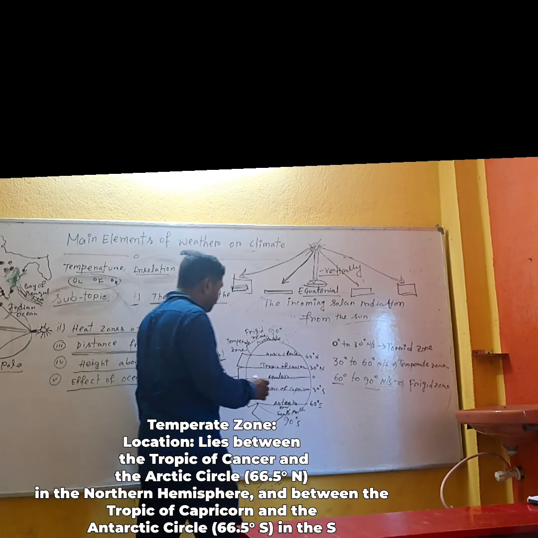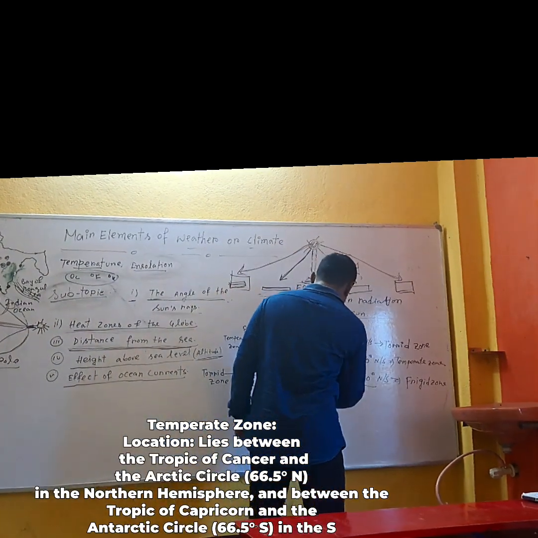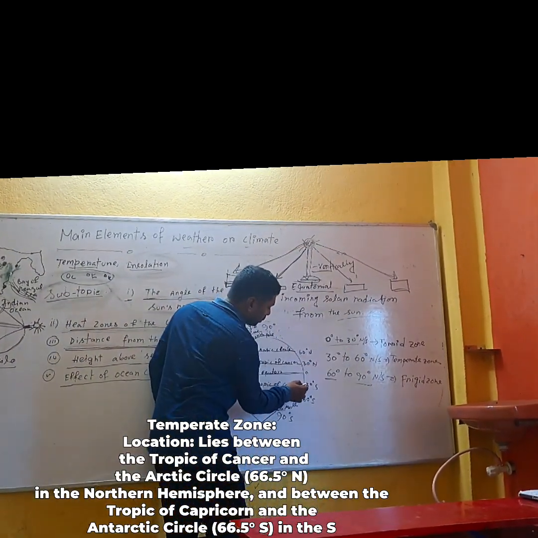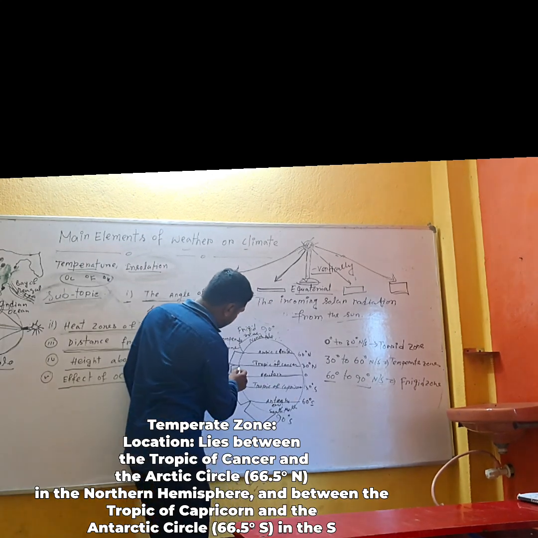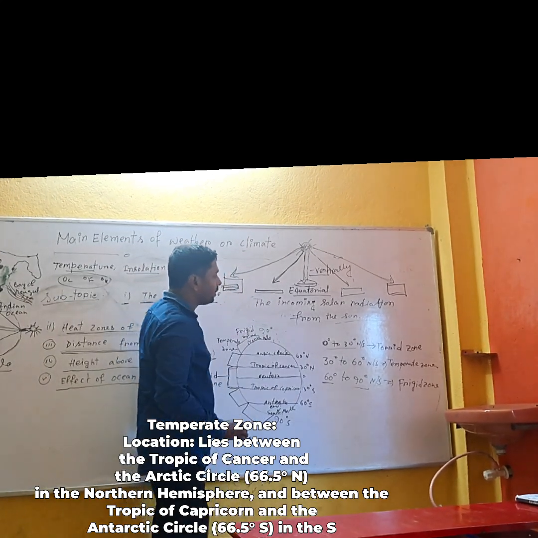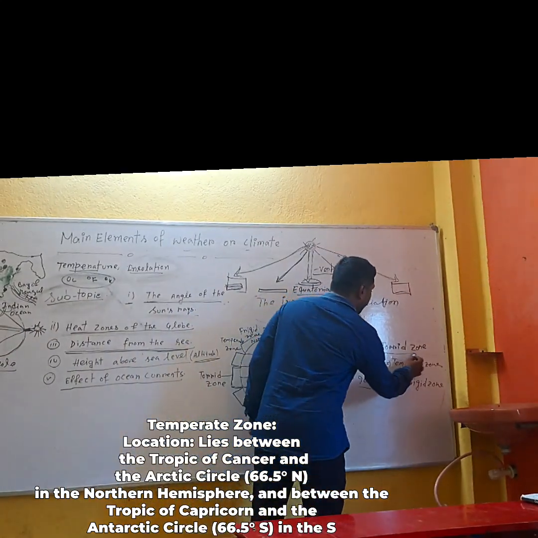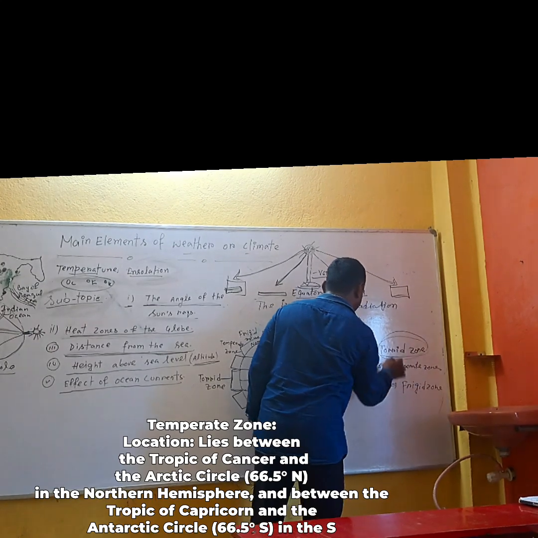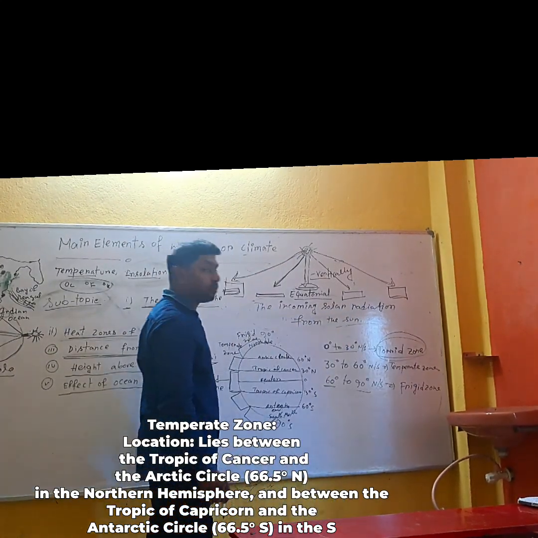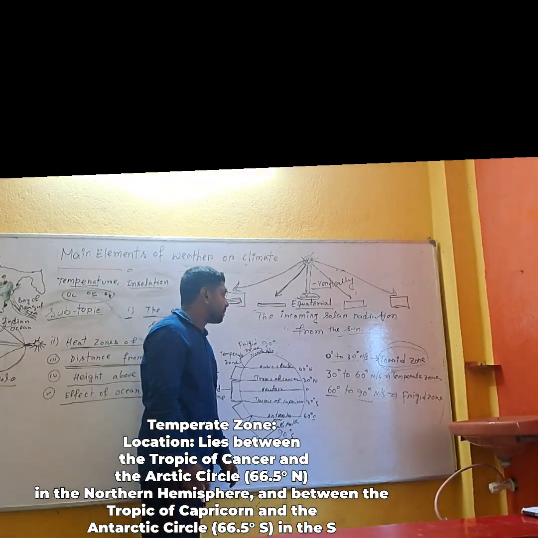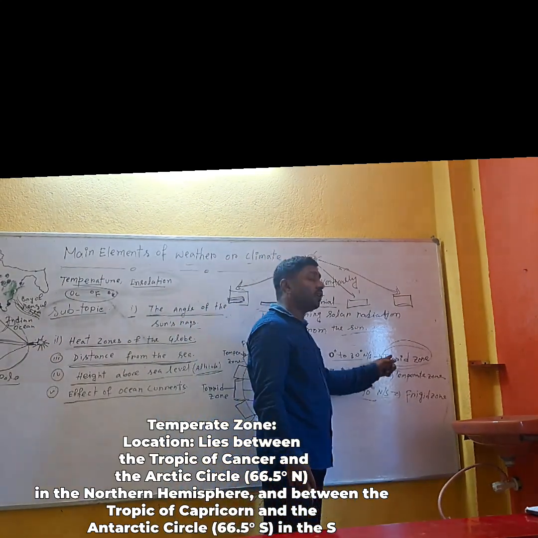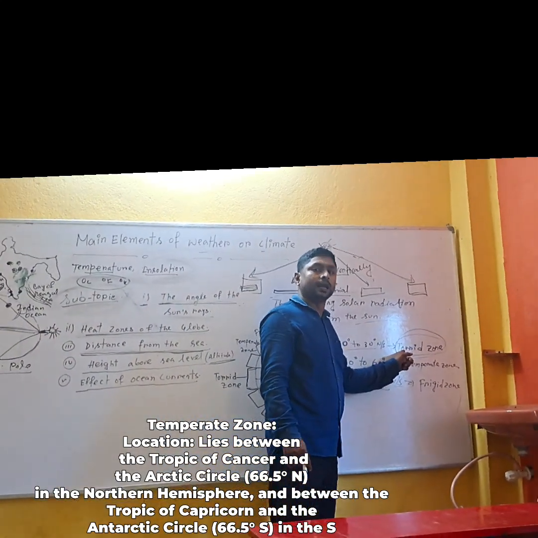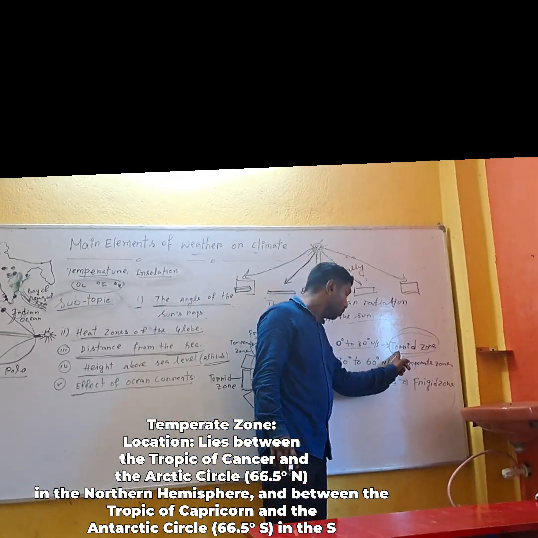So from 0 to 30 degrees, this area is known as which zone? The Torrid zone. The Torrid zone receives maximum sunlight throughout the year. That's why in the summer time this area is very hot. In the winter time there is a moderate winter, meaning moderately cool.